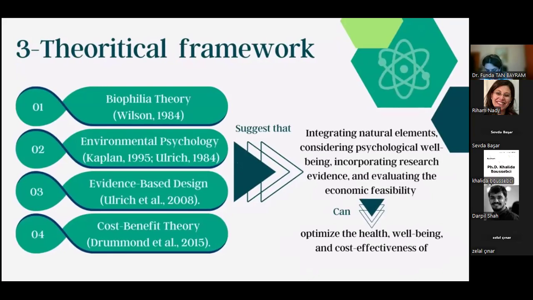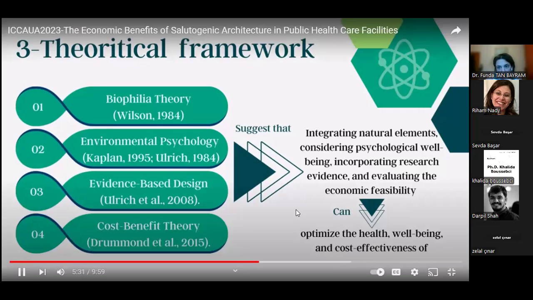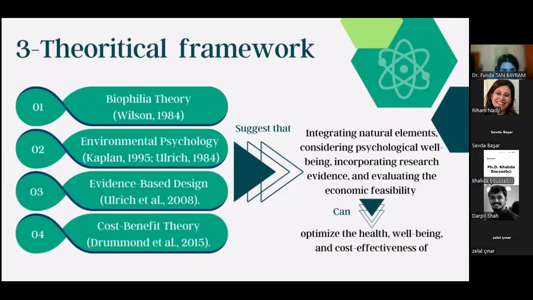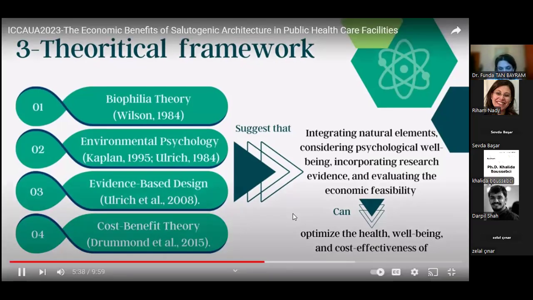relevant theories. First of all, we have the biophilia theory, which is proposed by Edwards, suggests that humans have an innate affinity for nature and that exposure to natural elements such as green spaces and natural light promotes well-being and health. The second theory is environmental psychology, which suggests that the interaction between individuals and their built environment matters. The theories of environmental psychology, including attention restoration theory and stress reduction theory, provide insights into how salutogenic design principles can positively impact mental health, stress reduction, and overall well-being. Also, evidence-based design, which is a theory that emphasizes the use of research evidence to inform design decisions. And finally, cost-benefit analysis, which is an economic theory that assesses the costs and benefits associated with a particular intervention or design decision.